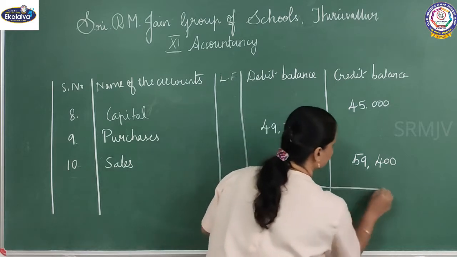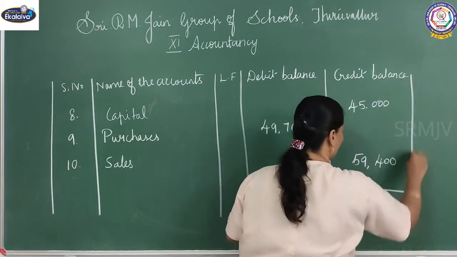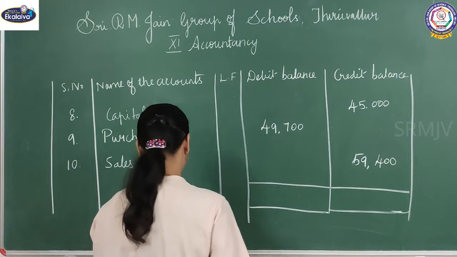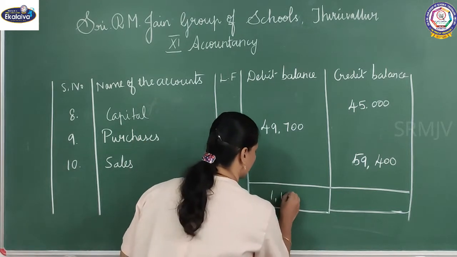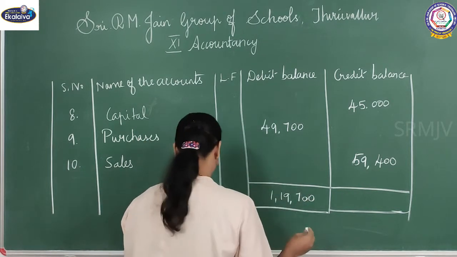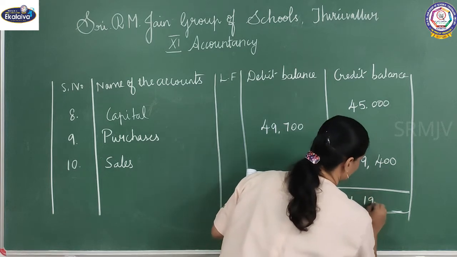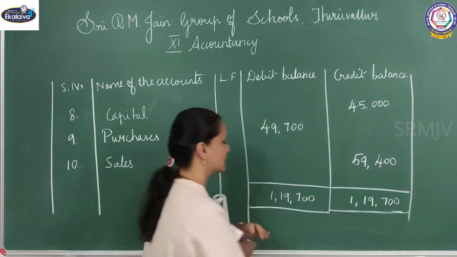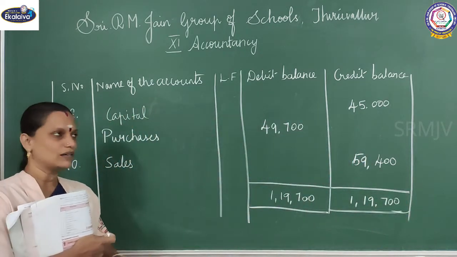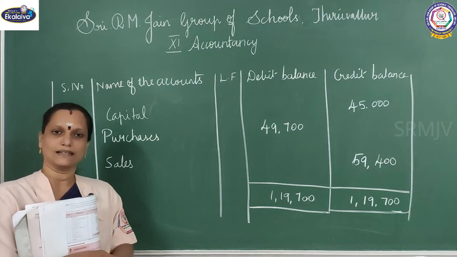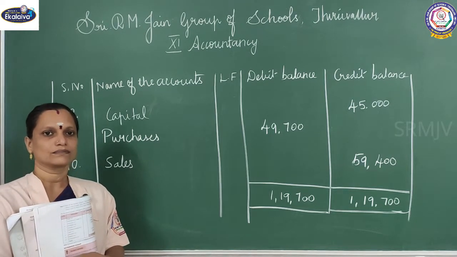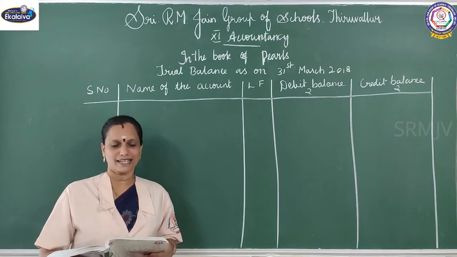Debit side and then credit side we have to add. So both the sides you should get 1,19,700 and then 1,19,700. Both the sides should be equal. Then only the trial balance will tally. Okay, children, copy this. Now we move on to the next sum.